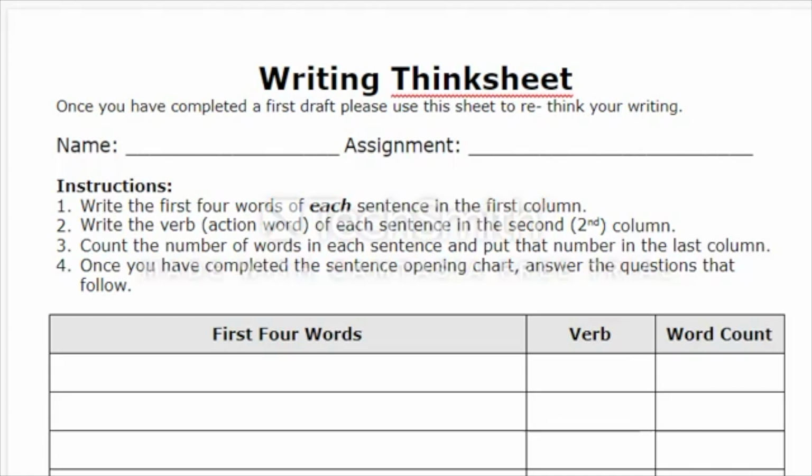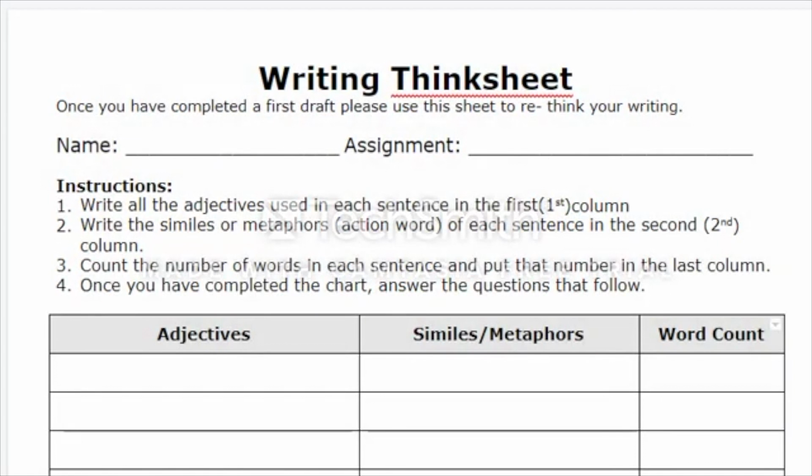So this is an example of how to use the writing think sheet. Again, the idea behind the sheet is to get you to think about your writing and how you could improve it. Using the steps at the beginning is only the first part. It's really the questions at the end that you want to be able to look at and allow them to prompt you to rethink what you have written so far.